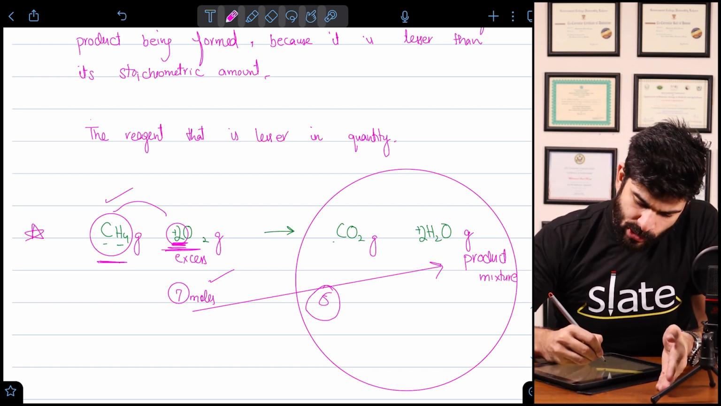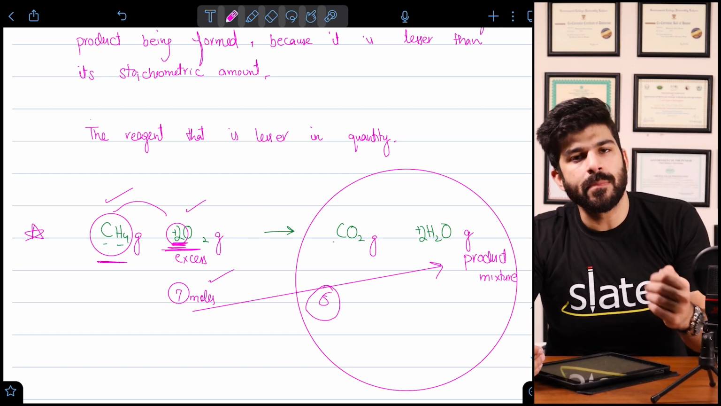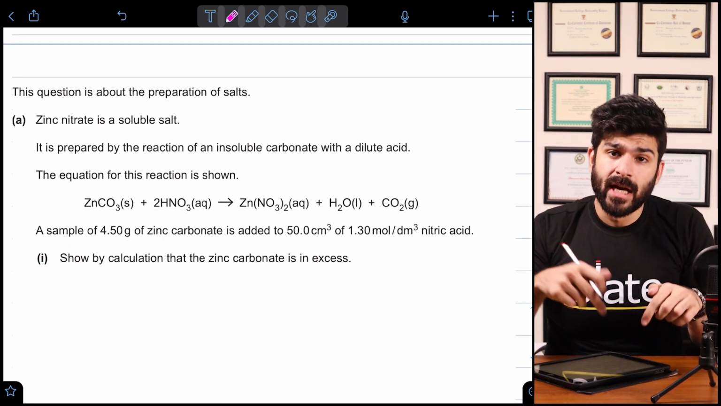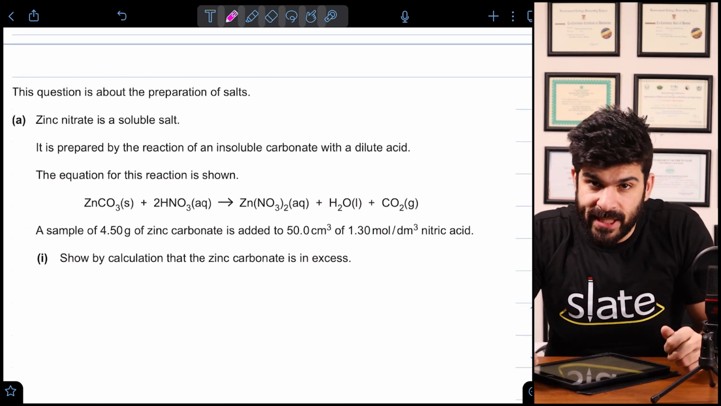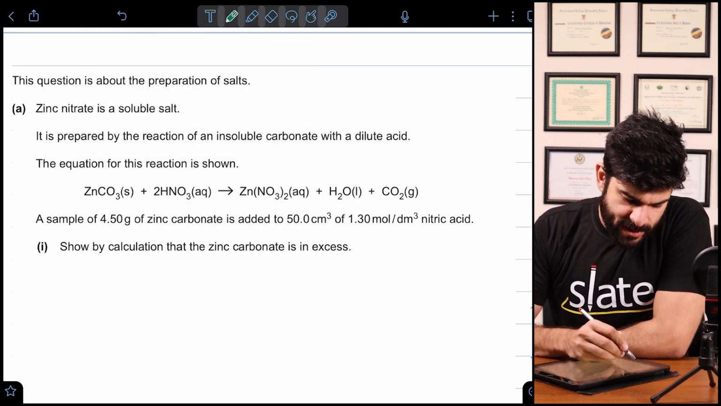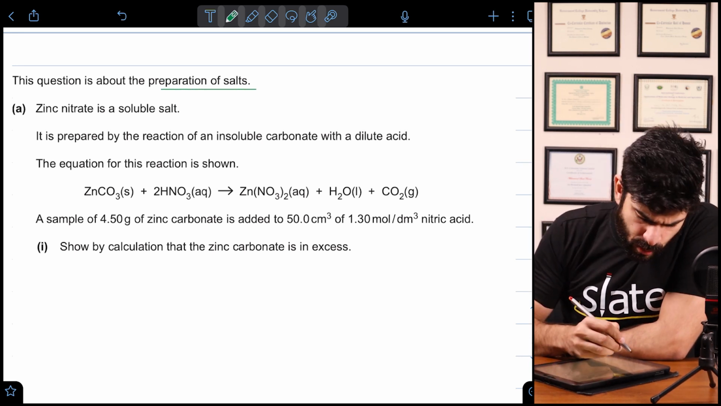We are provided with the values here and here. We calculate the moles and we compare the moles under molar ratio. Let's do a question. A very basic. This is from the May-June 2023 exam, P2. So, the question states, the question is about the preparation of salts. Okay, that's the other part of the question.